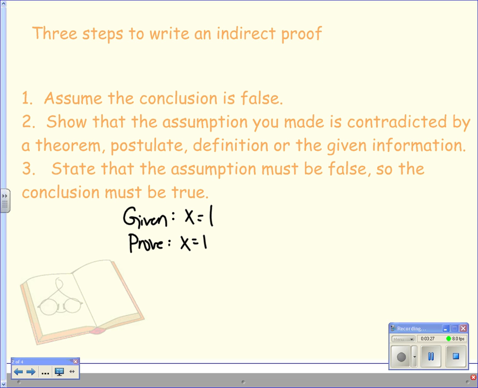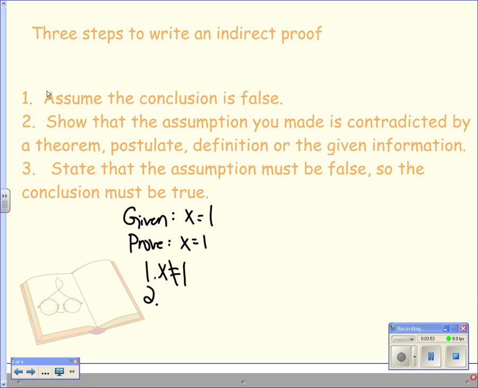So first, you assume that the conclusion is false. So what is our conclusion? What do they want us to prove? They say x equals 1, right? But we say that is false. So x does not equal 1. Does that make sense? And then they say, show that that can't be true. Like, find a contradiction. Find a counterexample.